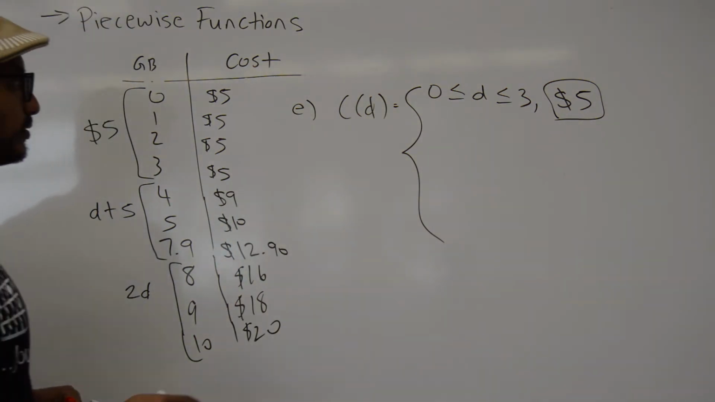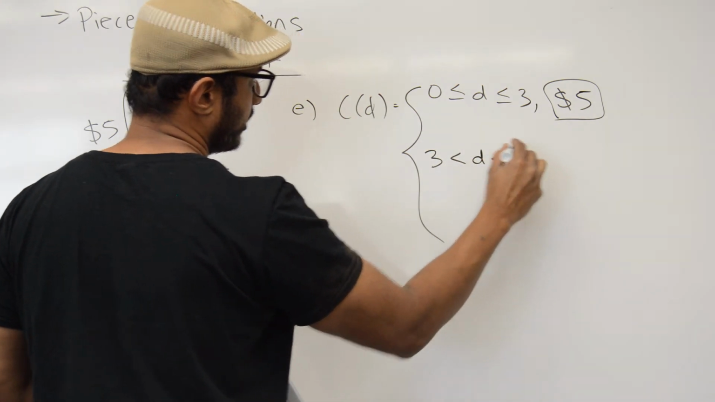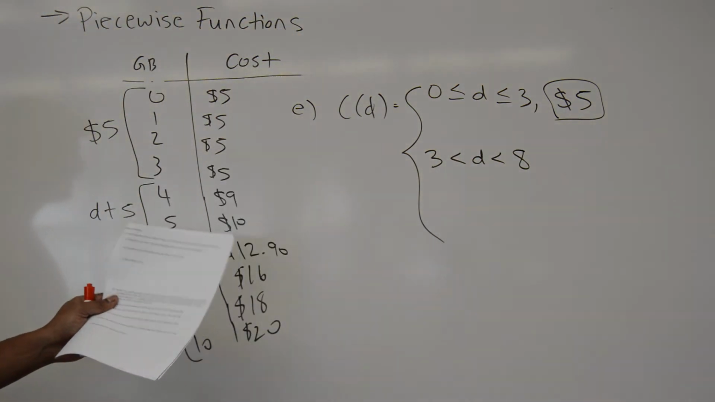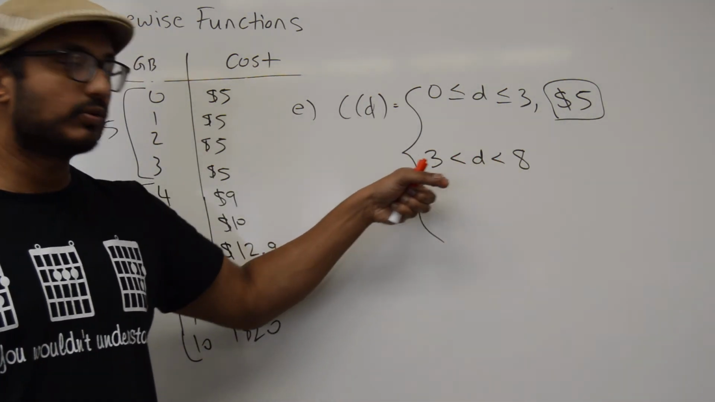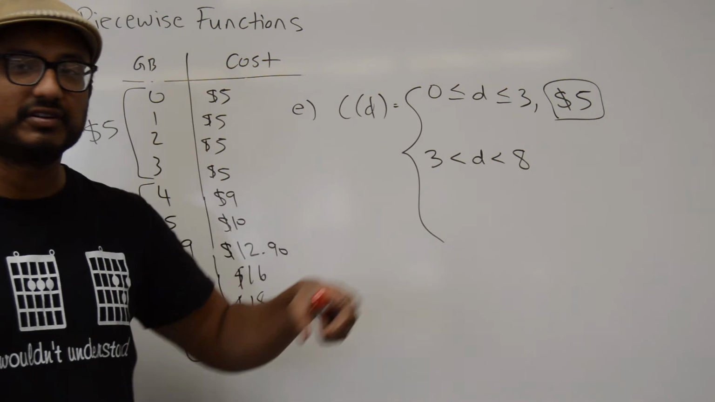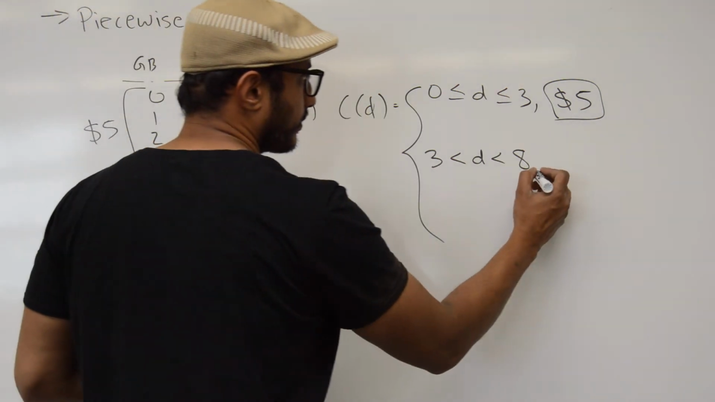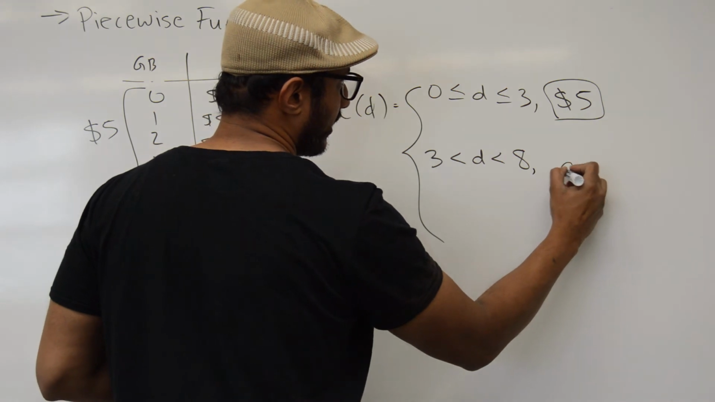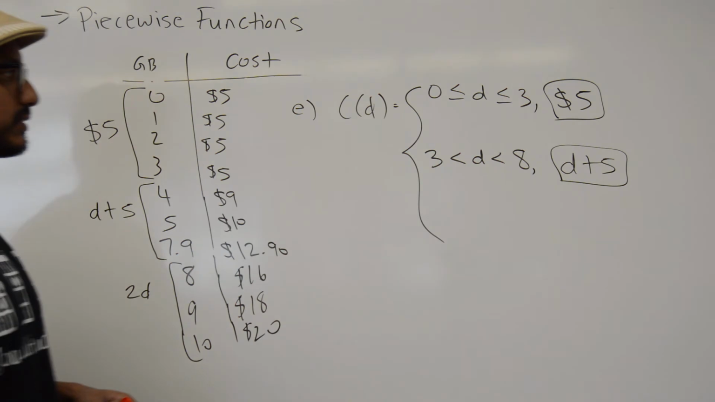Okay? If you use between 3 and 8, so when it says between 3 and 8, 3 and 8 are not included. Anything between that is good. But 3 is not included, neither is 8. So it's less than and not equal to. Anything between is included. For 3 and 8, the cost function is D plus 5. The amount of data you use plus $5.